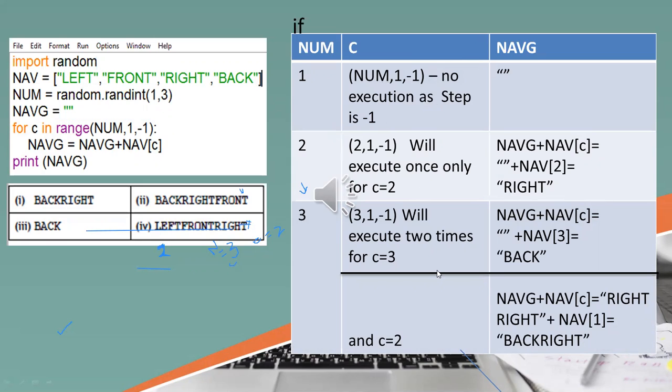Now we will move to if num is equal to 3. If num is equal to 3, then the loop will execute for c is equal to 3 and c is equal to 2. When c is equal to 3, we are going to get the output back, and when c is equal to 2, it will be concatenated with the back, so we are going to get the output back right. So the option is back right.